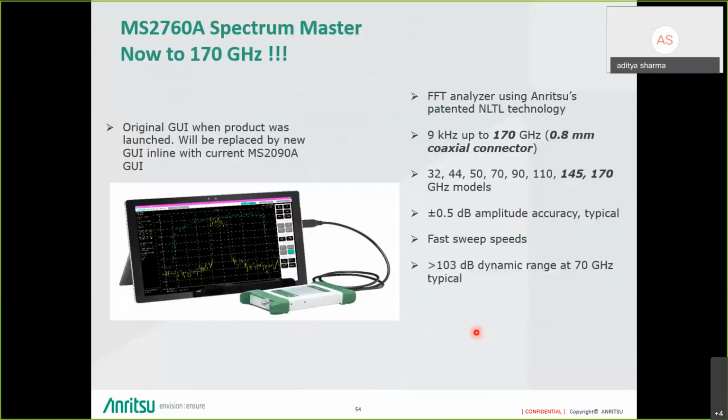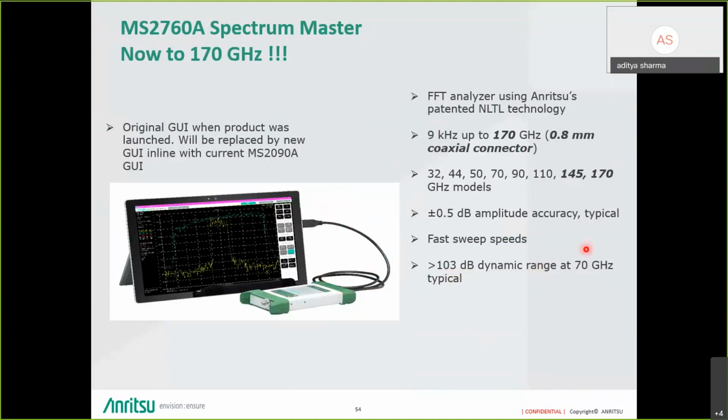So as you can see, this is the display of a Windows-based tablet. This is directly connected through a USB cable. It's powering through the USB itself. You don't need to have an external cable for it. It's a very strong factor, and it's based on an FFT analyzer base. And Anritsu has this patented non-linear transmission line technology, because of which Anritsu is actually able to confine this instrument into a very small form factor.